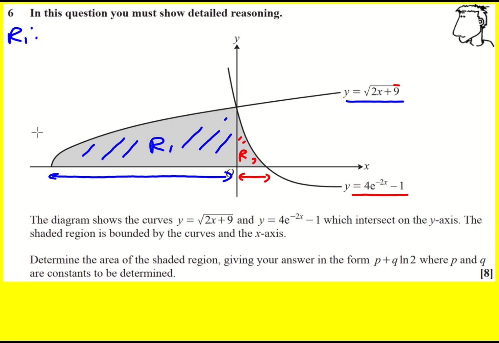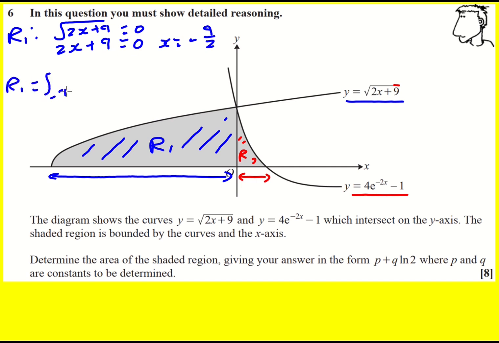Right, I'm interested in this lower limit. So that's going to be when the square root of 2x plus 9 is equal to 0, which means 2x plus 9 is equal to 0. x is minus 9 over 2. Then R1 is the integral from minus 9 over 2 to 0 of (2x plus 9) to the half dx.